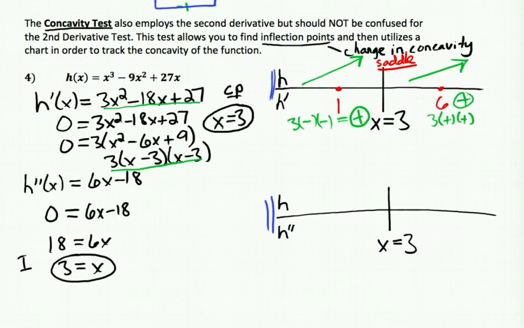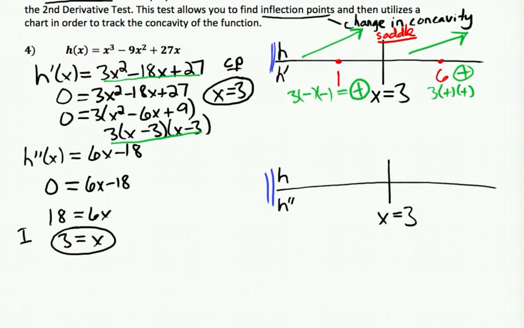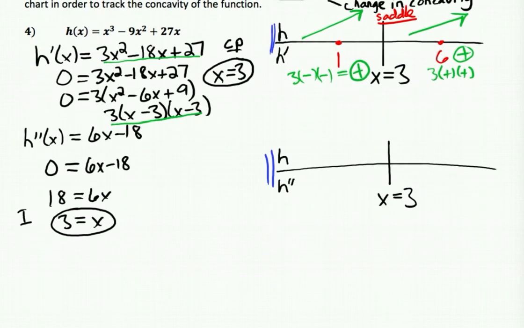So now let's go ahead and use the concavity test. This is not the second derivative test. Remember, we didn't use a chart to do that. We just thought about the shape. The concavity test is, again, going to use a chart and the second derivative. So we found that the inflection point also turned out to be 3.